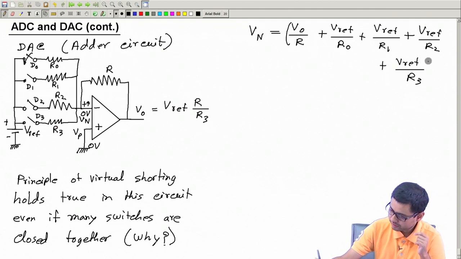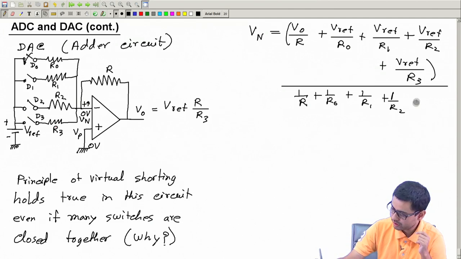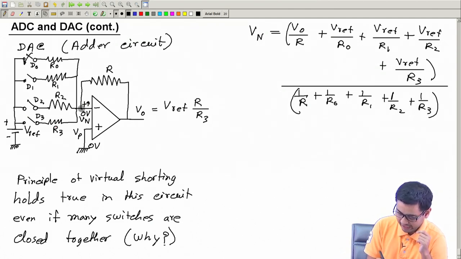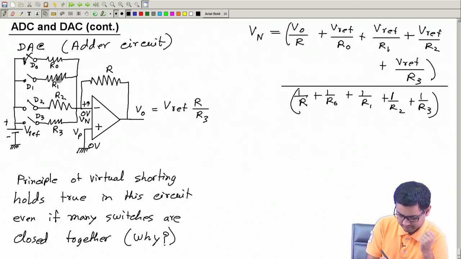Now, this entire thing should get divided by the total weights: 1 over R plus 1 over R0 plus 1 over R1 plus 1 over R2 plus 1 over R3. This is how you can write the voltage here. And this is called Millman's theorem, and this comes from simple circuit theory.